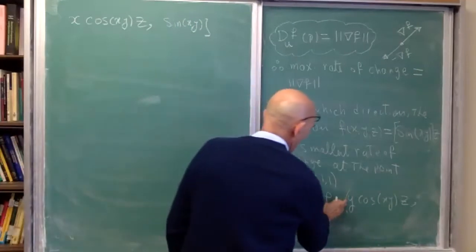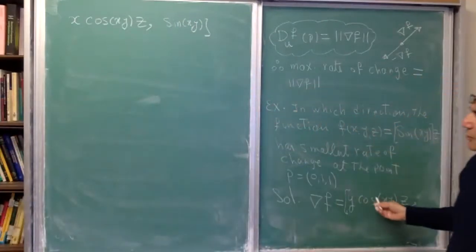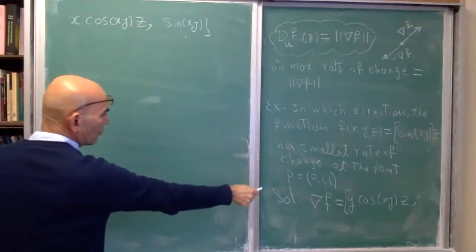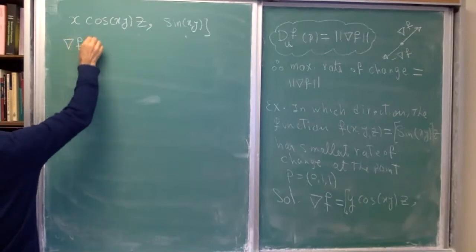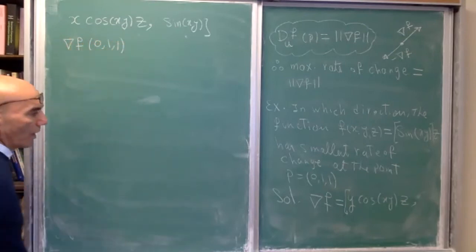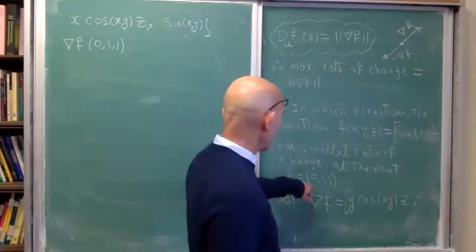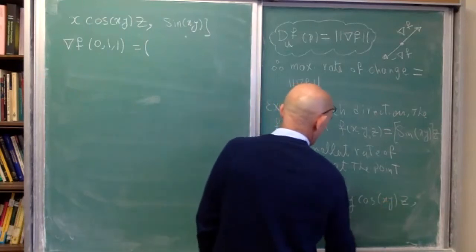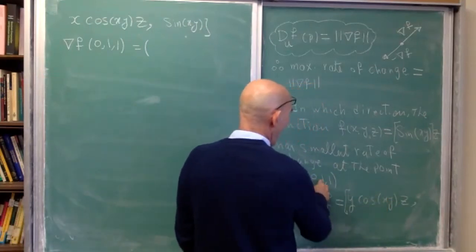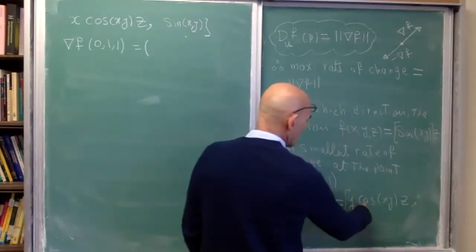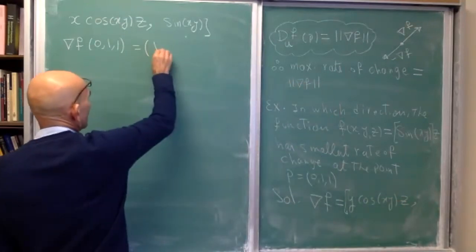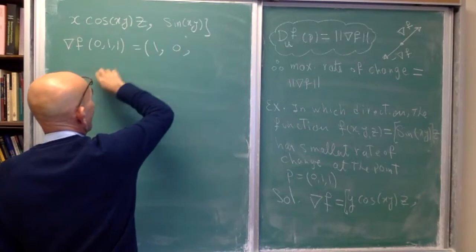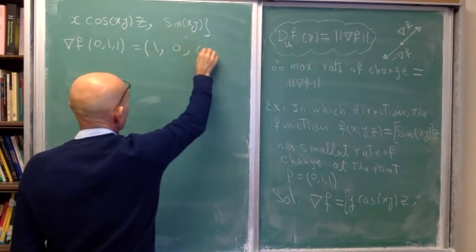So remember now, the vector has three components. This is the first component of the gradient, second component, and third component. So let's first of all compute the gradient at 0, 1, 1. You just have to put values here. So x is 0, y and z are 1. If x is 0, this cosine is 1, so this is 1. And for this one, x is 0, so this is 0. And for the last one, because x is 0, sine of 0 is 0.